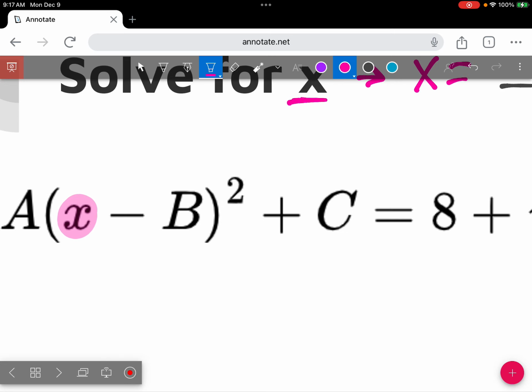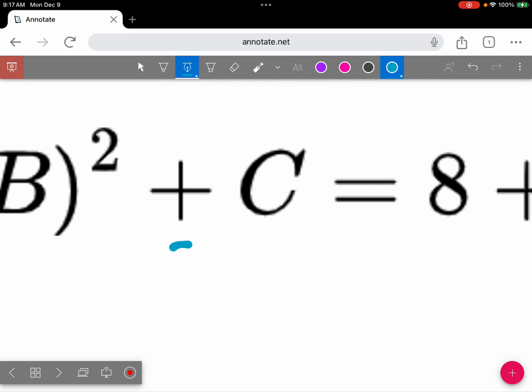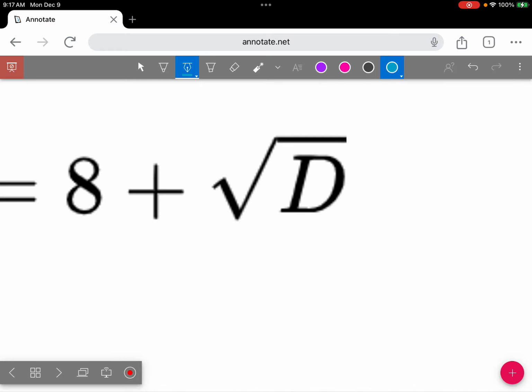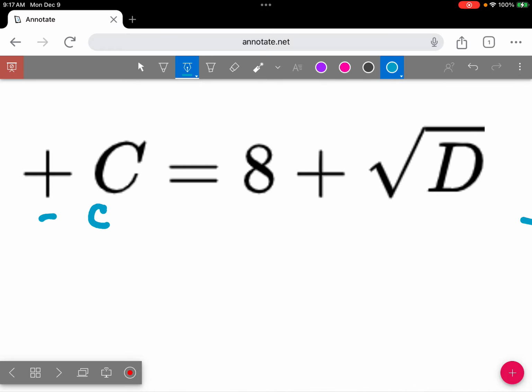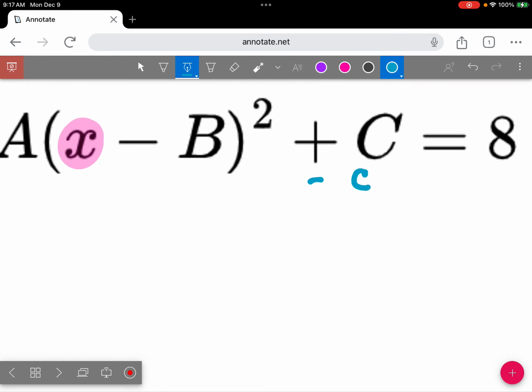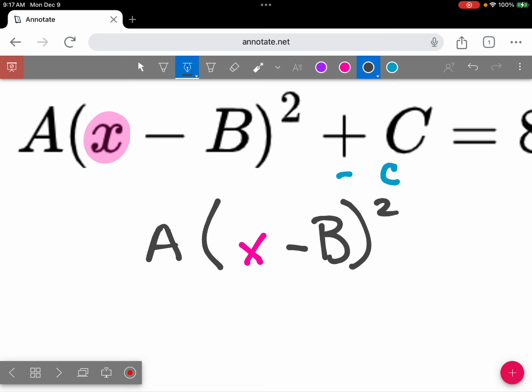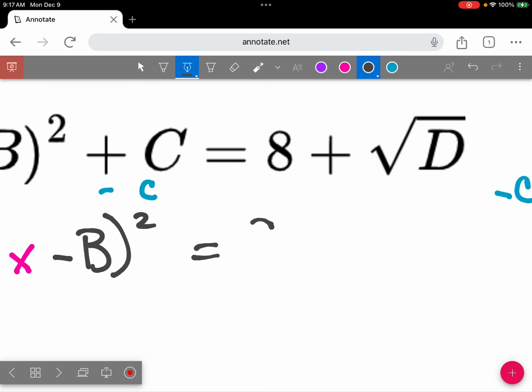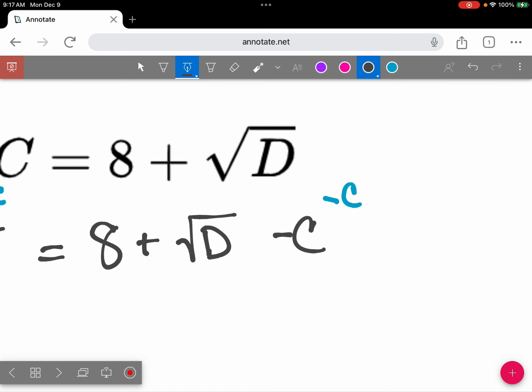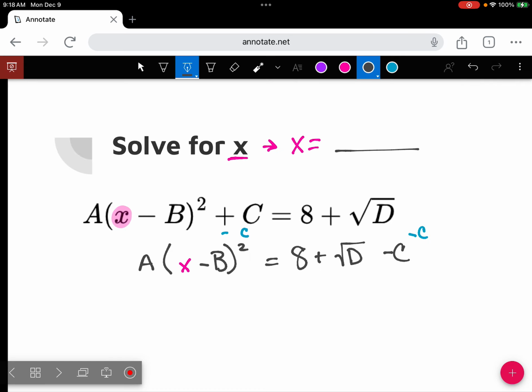So what do we need to make leave? Let's subtract the c first. Let's get rid of our adding and subtracting. So I'm going to minus c on both sides. So my left-hand side's not going to change all that much yet. We've got our a times our x minus b squared equals our 8 plus the square root of d minus c. Still aiming to get our x by itself.